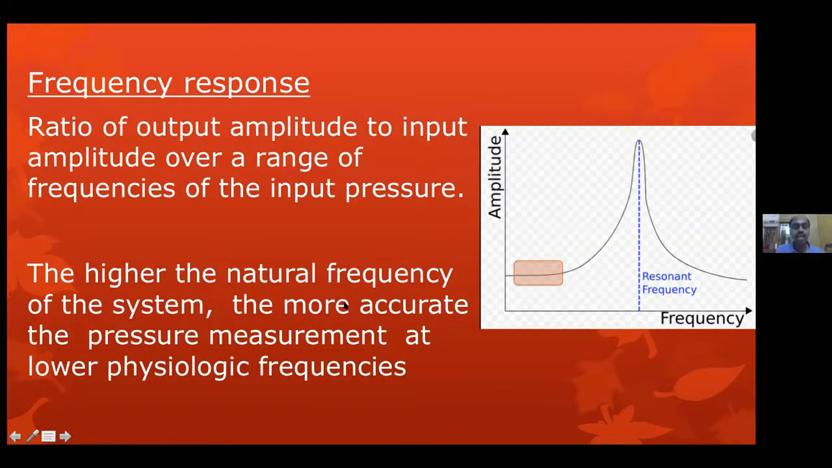So the higher the natural frequency of the system, that means the natural frequency is later and later, the frequency response will be longer and longer. The shaded area is the frequency response. So a good transducer should have a high natural frequency and a lot of frequency response. Frequency response is this shaded area where the output to input ratio is optimal.